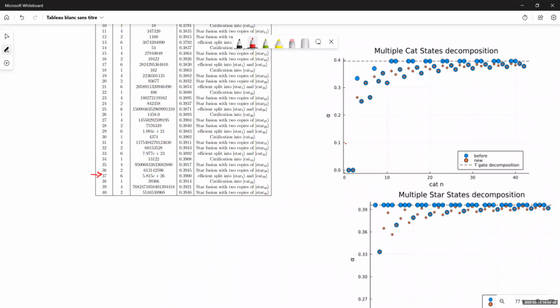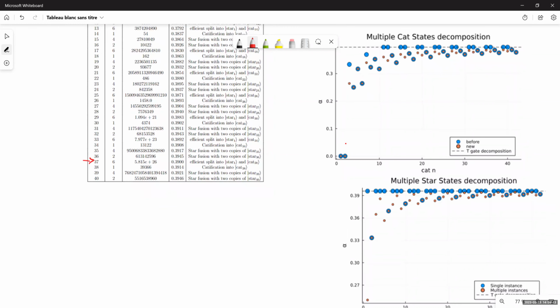And it gives you sometimes some silly things, like if you have 6 cat 37, 6 stars 37, you can decompose it in 5.815 times 10 to the 26 terms, which is slightly better than 396, but still a lot of terms. So you can play around with those kinds of ideas, and they're kind of fun to work with.